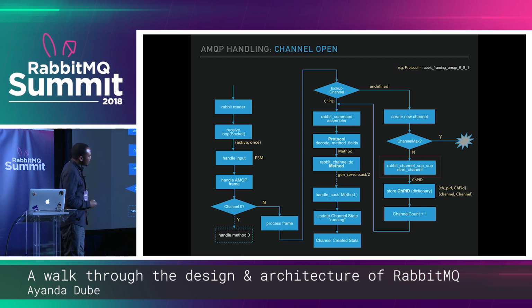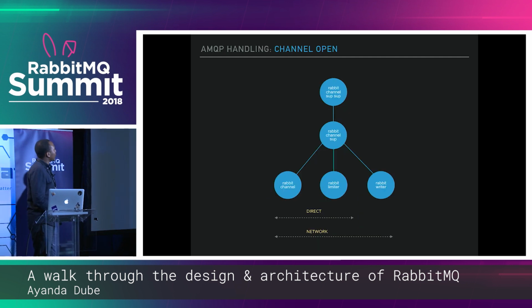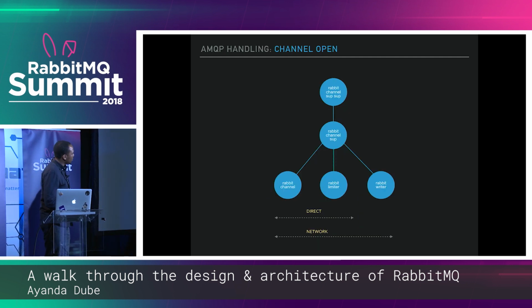If it didn't exist, it will create a new channel, right? And then there's a check if the maximum number of permitted channels is exceeded or not. And if it is, obviously your channel open operation will fail. If not, it will start up the channel and then come back to all these procedures.